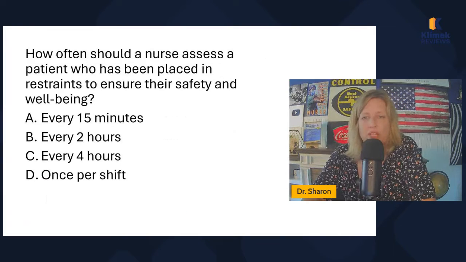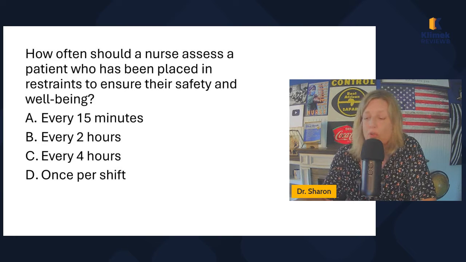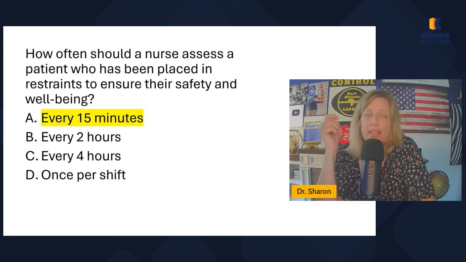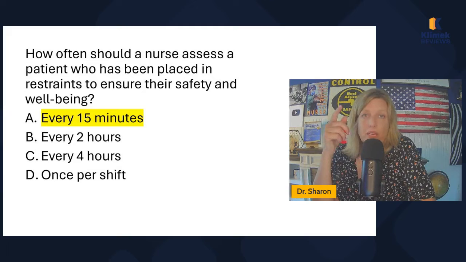Next question. How often should a nurse assess a patient who's been placed in restraints to ensure their safety and well-being? Every 15 minutes, every 2 hours, every 4 hours, or once per shift. So here's the rule, y'all. You have to check on them for their safety every 15 minutes, 10 to 15 minutes. If it's at 10, I would have picked that. They're not going to make you choose between 10 and 15. You have to check on them every 10 to 15 minutes. You have to release their restraints every 2 hours.